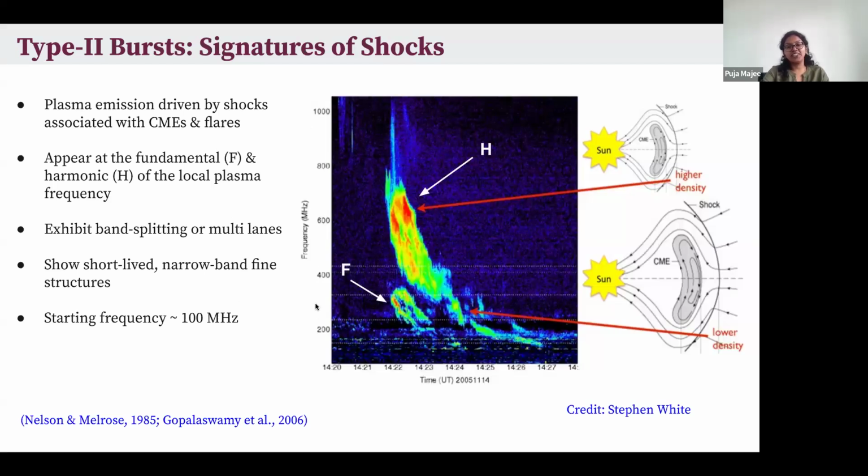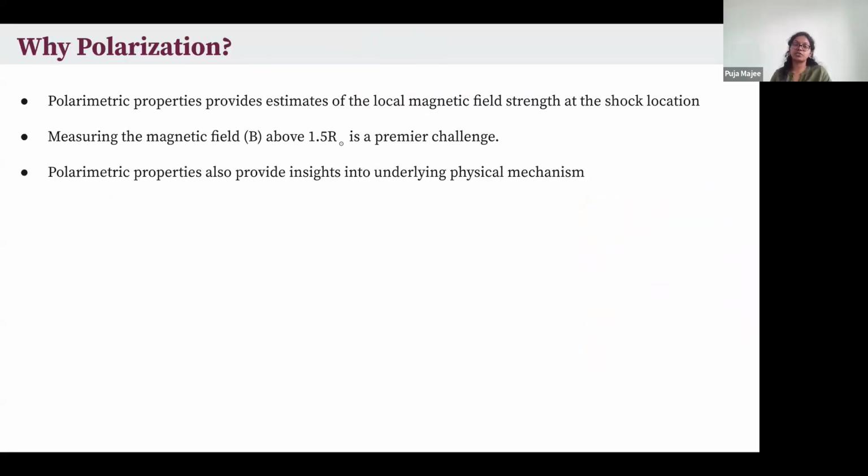Yeah, don't compare the frequency here because this is a very high frequency type 2 burst. So now let's talk about the polarimetric properties of type 2s. So why are they important?